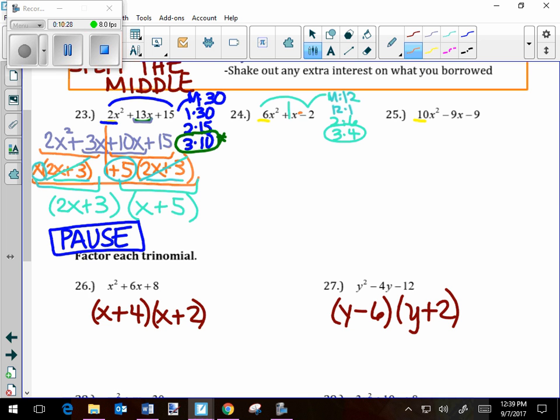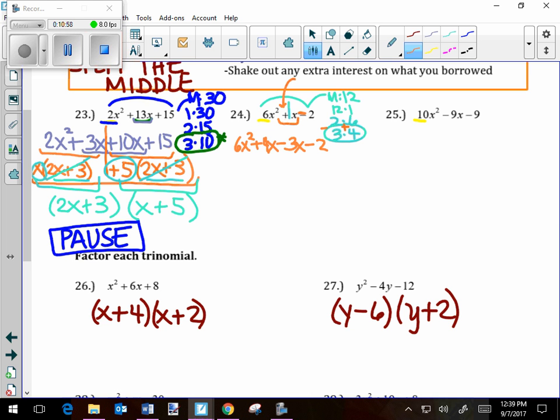Because this sign here is negative, it means one of the numbers that I'm choosing has to be negative. Of my numbers, this tells me that the bigger number has to be positive. So when I split my middle, I'm going to write 6x squared plus the 4x minus the 3x minus 2.